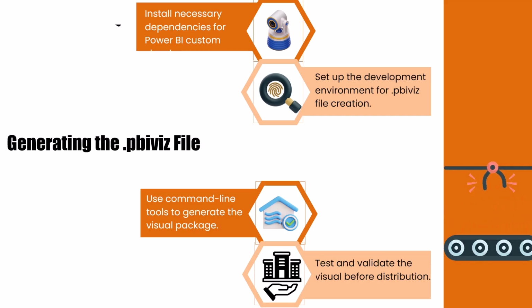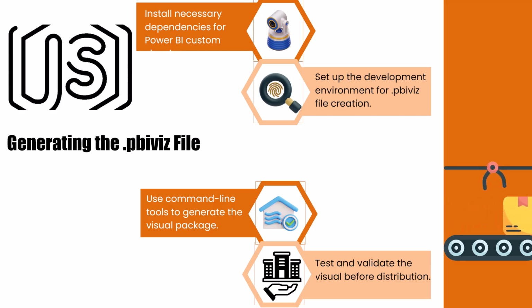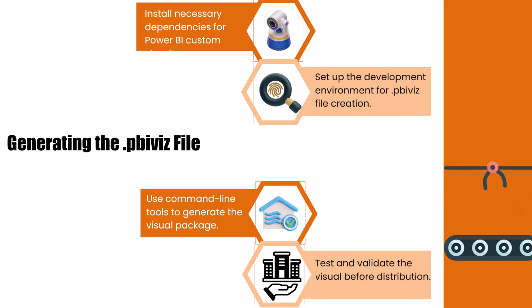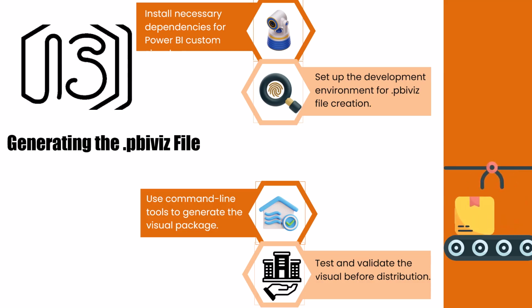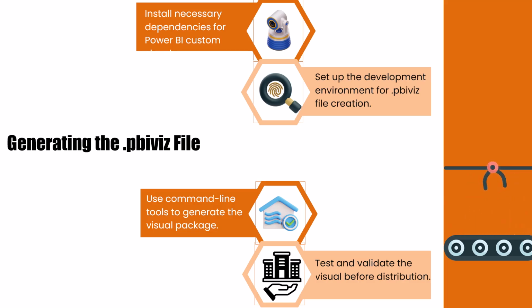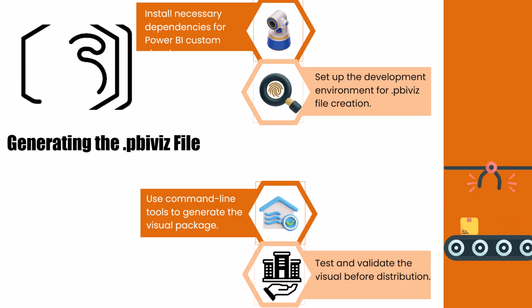Let's start by generating the pbiviz files. First, install the required dependencies. Yes, that means a bit of setup, but trust me, it's worth it. Next, configure your development environment so everything runs smoothly. Then, use the command line tools to package your custom visual. And of course, no deployment is complete without testing. Make sure your visual behaves as expected before shipping it off. If anything breaks, don't panic, debugging is just part of the journey.